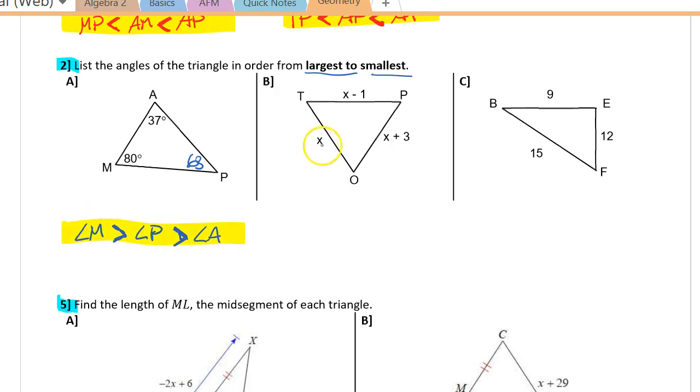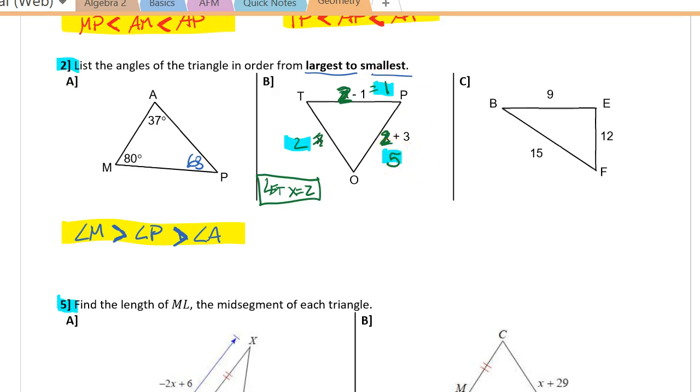Next problem. Here we're given 3 sides. We don't actually know the angles. Let's arbitrarily let x equal 2. So that means that this side is equal to 2. This becomes 2 minus 1, which is equal to 1. And this becomes 2 plus 3, which is equal to 5. So my side lengths are 2, 1, and 5.